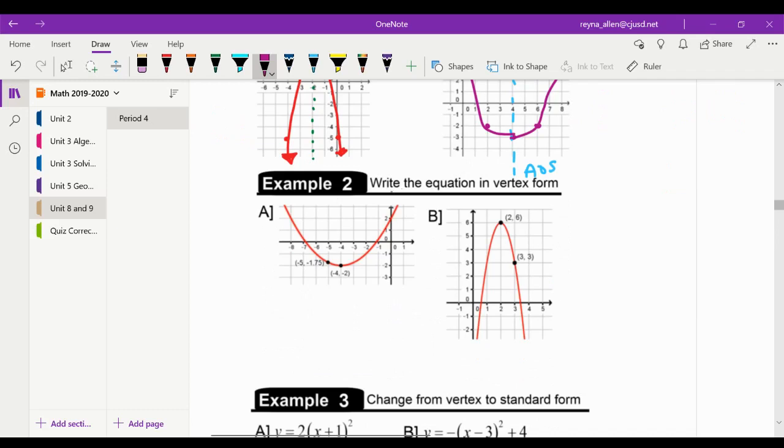Okay, now this one says write the equation in vertex form. So right here we have our H and our K, which is negative 4 and negative 2. The A, we would do a slope, so rise and run. So this one's a little bit hard to see. So A is positive because it goes up. And a rise and a run.